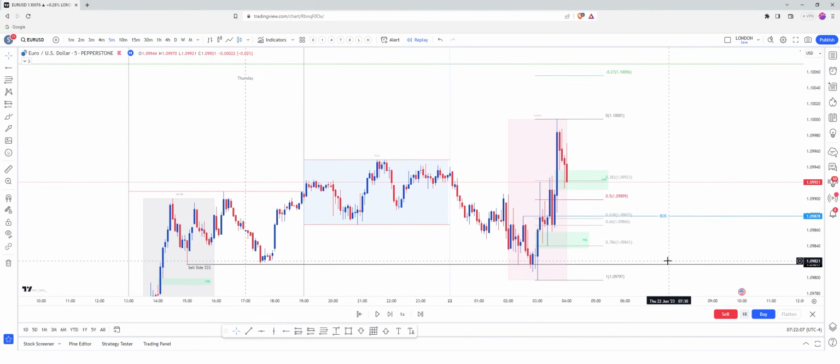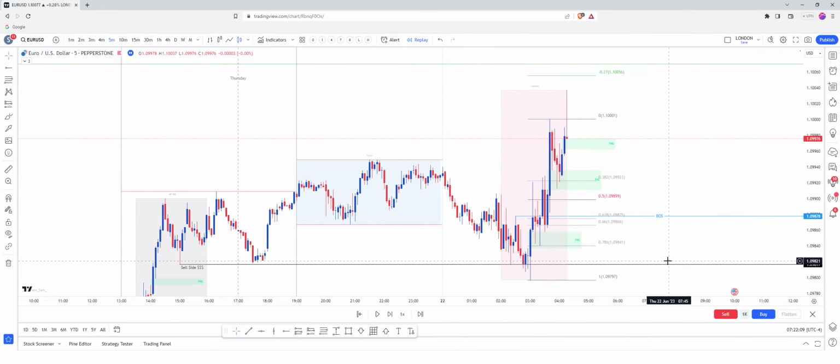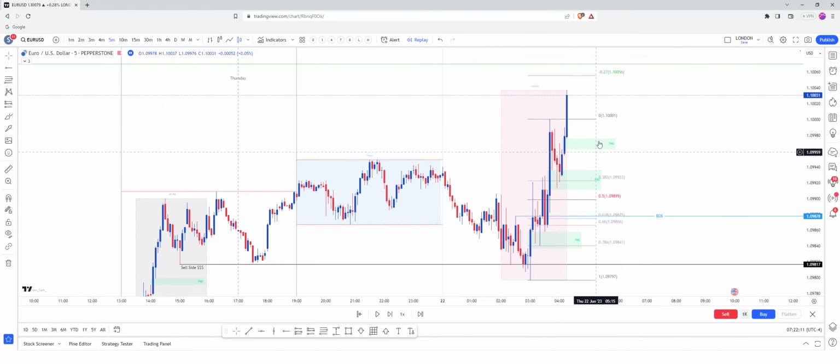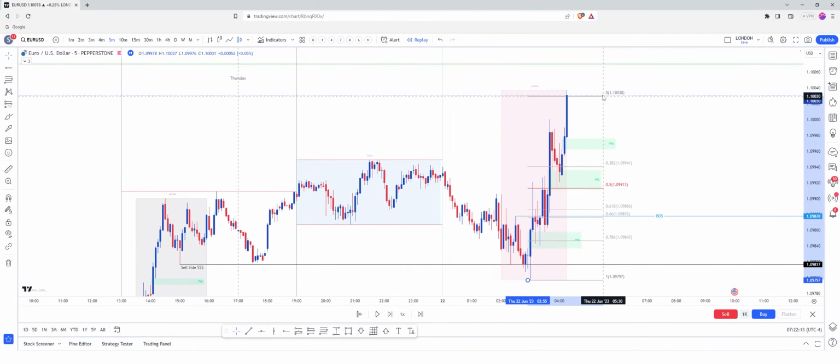So price is pulling back. Still continuing higher, so we're getting slightly more extended now. We will still follow this up. So this is going to be the optimal trade entry of the London session. Again, still with valid liquidity above us, so I can see a target above us.